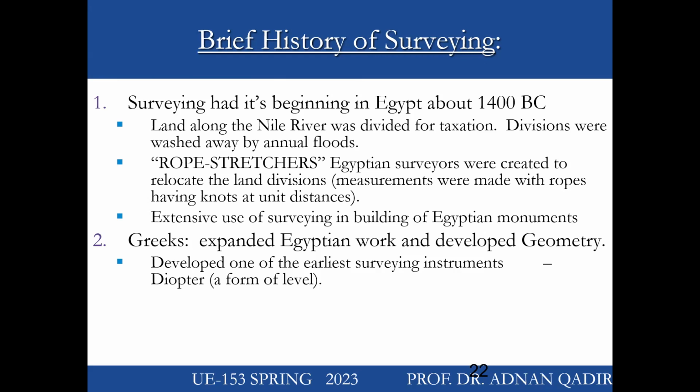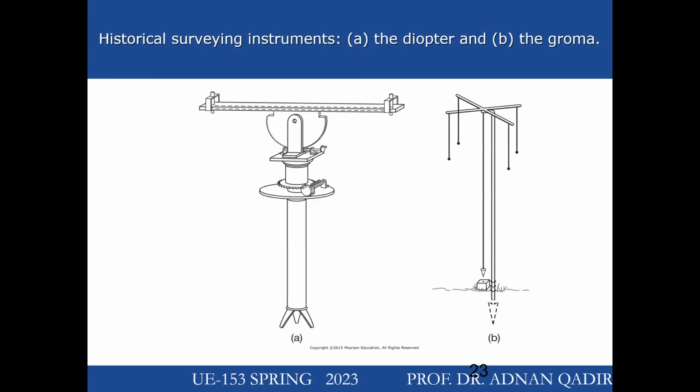Extensive use of surveying was found in the building of Egyptian monuments. Studying any science without mention of the Greeks is something very strange. So Greeks were also there in surveying. Whatever work the Egyptians had done, the Greeks extended their work and developed geometry. They developed one of the earliest surveying instruments, called a diopter. It's an arm of level, as you can see here.